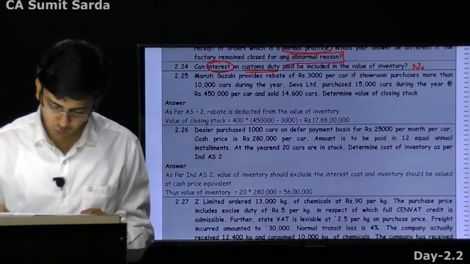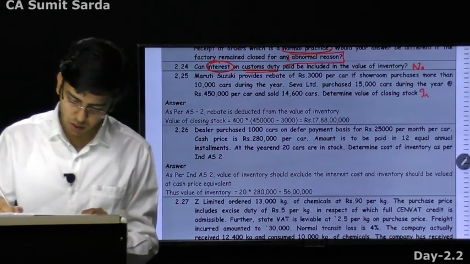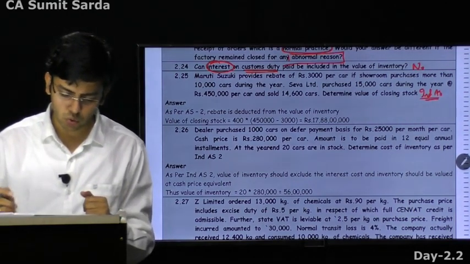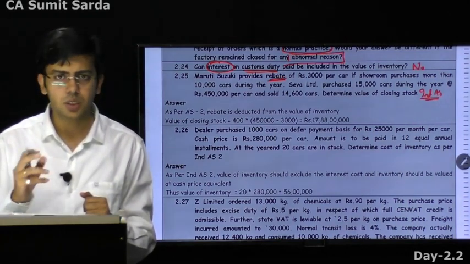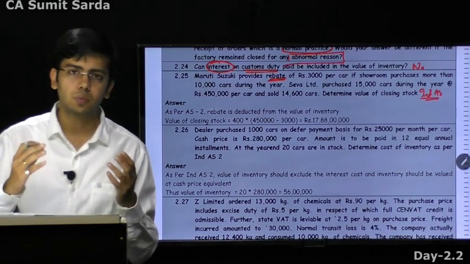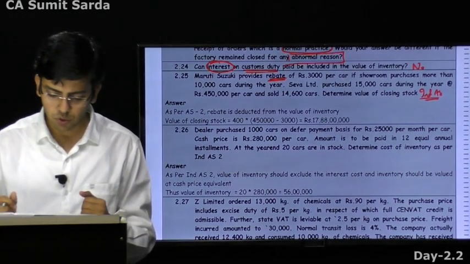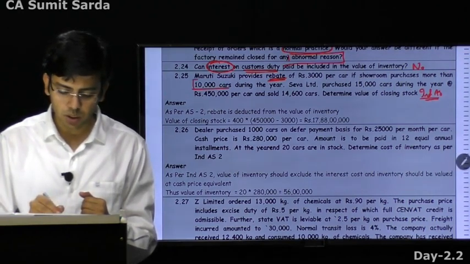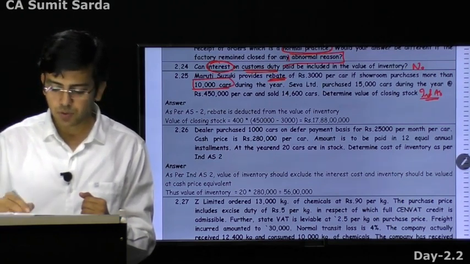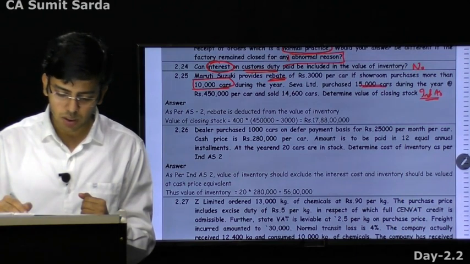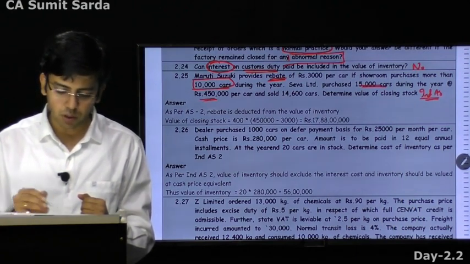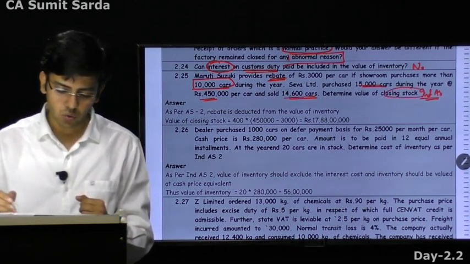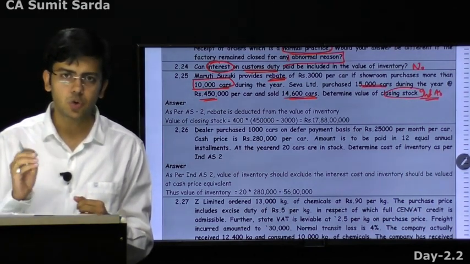Now we will try to value as per Ind AS. I'll give the answer as per AS also, as per Ind AS also. Maruti Suzuki provides rebate. So we had discussed rebate earlier. What is it? Volume discount. If you purchase after a particular level, the discount has to be given. If showroom purchases more than 10,000 cars during the year, Seva Limited purchased 15,000 cars at the year at 4,50,000 rupees per car and sold 14,600 cars. Determine the value of closing stock. So it is a very simple, either as per AS or as per Ind AS, rebate is to be deducted.